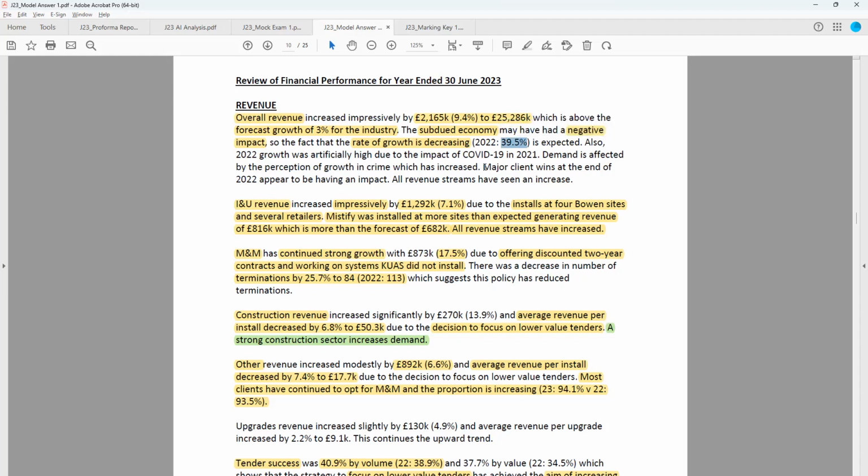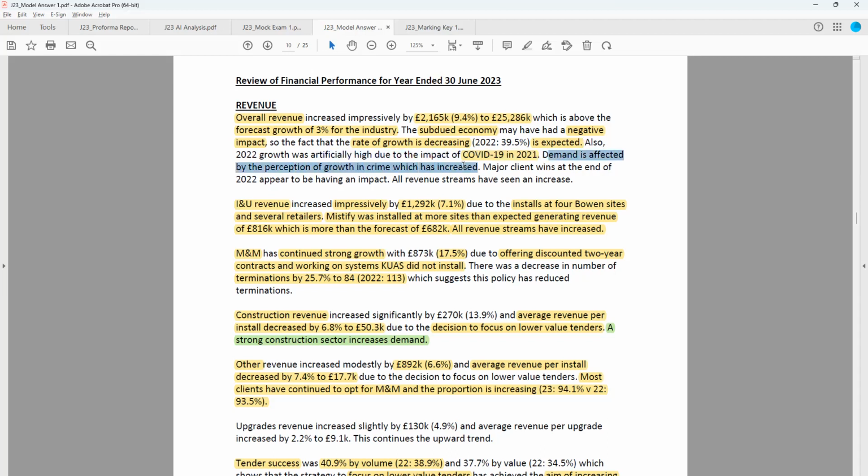But just remember that previous year growth, so the growth in 2022, was so high because 2021 was so low because of COVID. So therefore you could tie that in with a COVID point by saying growth was artificially high due to the impact of COVID. So that's kind of expected. So you'd expect growth to be lower than the previous year because the previous year growth was artificially high because of COVID. And then we could mention any other context points.